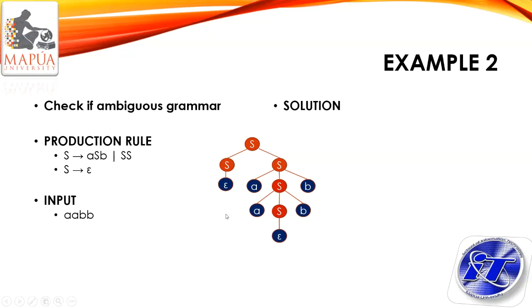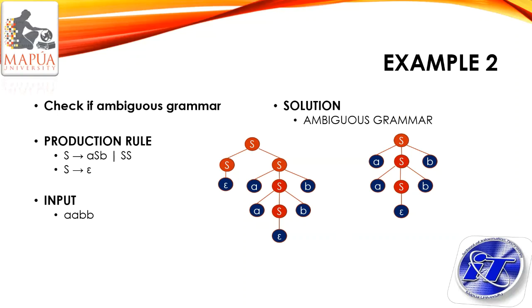Second derivation tree. Start with S again, but instead of SS, we're going to utilize the first option to replace S. So we have A, S, B, then S will be replaced by, again, ASB, and then S will be replaced by null, since we already obtained the first two A's and the last two B's. So this would be our second derivation tree: AA null BB, or basically AABB, which is the same as our input. So the first derivation tree derives the same input as the second derivation tree. Therefore, the grammar represented by this production rule is ambiguous grammar.